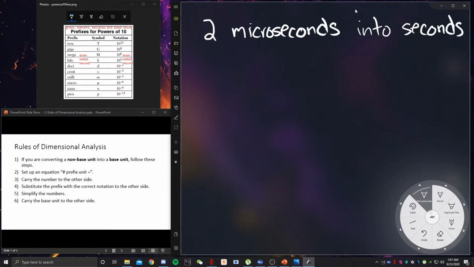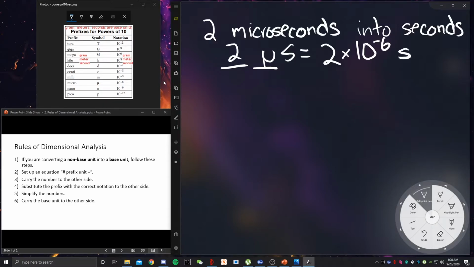First thing we're gonna do, I'm gonna abbreviate it, right? Because micro, according to the reference table, is this U right here, and we know seconds is S. So first thing, we're gonna carry this 2 over. And now we want to substitute the prefix. The prefix is U, so it's 10 to the -6, according to your powers of 10 chart. Micro is 10 to the -6. And we're just going to carry our base unit over. That's it. This is the answer: 2 times 10 to the -6 seconds.